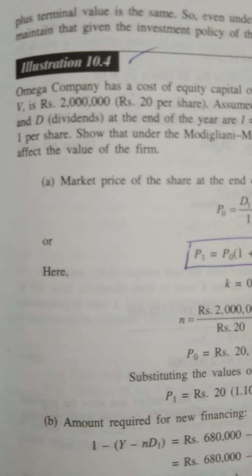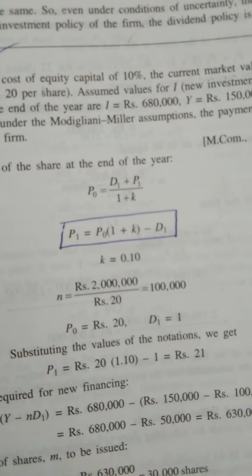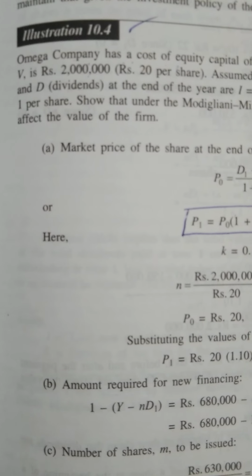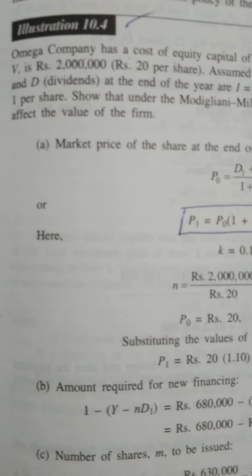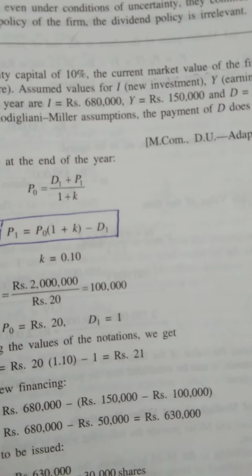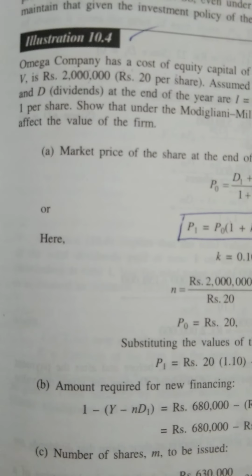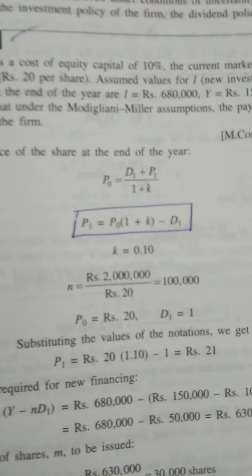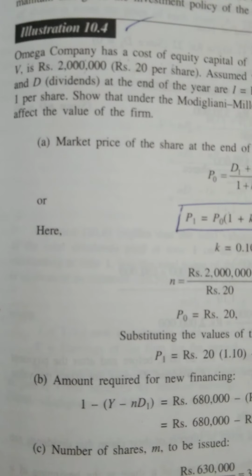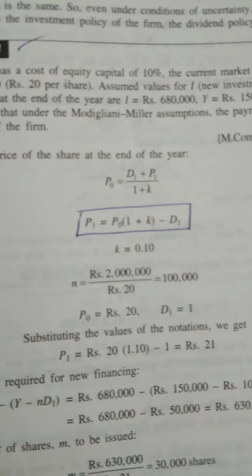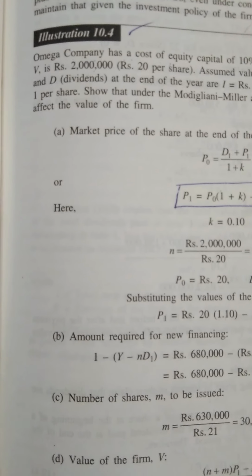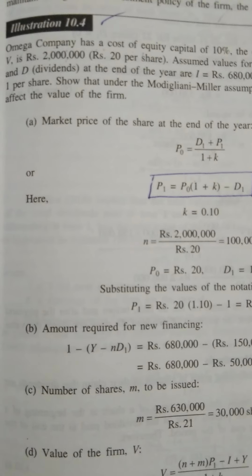Now I am moving on to the sum. Look at the question. Omega company has a cost of equity capital of 10%. The current market value of the firm, denoted by V, is rupees 20 lakhs, rupees 20 per share. Assumed values for I, that is the new investment, Y, earnings, and D, dividends, at the end of the year: I equal to 6 lakh 80, Y equal to 1 lakh 50,000, and D equal to rupee 1 per share. So under this approach, the payment of D does not affect the value of the firm, as I told you earlier.